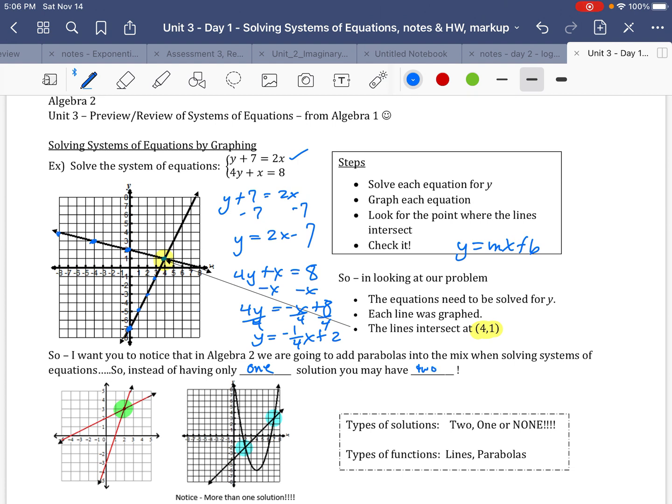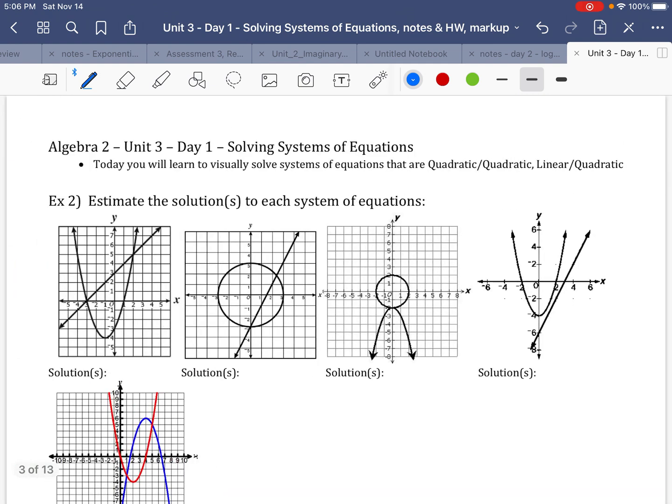Okay, and you can have one or two, or you can also have none. We'll be doing lines and parabolas, and notice, a parabola has x squared in it. You're going to notice that. All right, so the first thing you'll have to do, or be able to identify, is super simple. All right, now yeah, there's some circles on here, but it's the same idea.